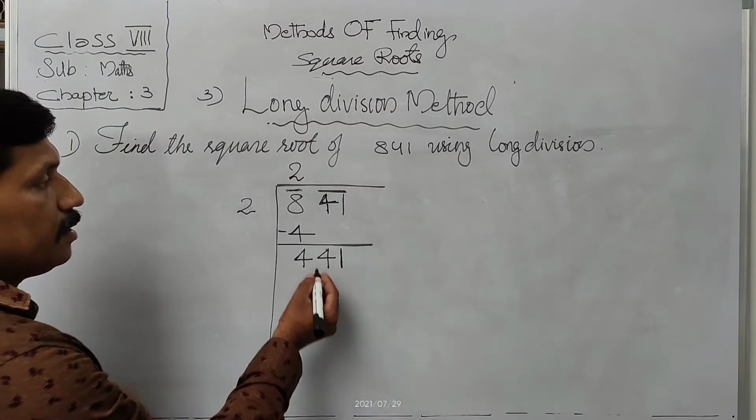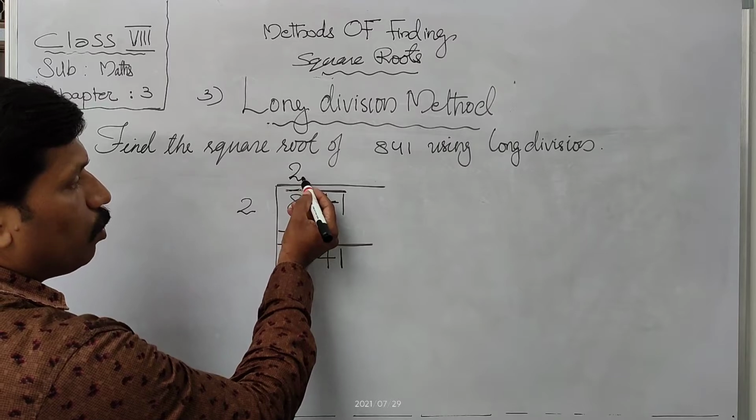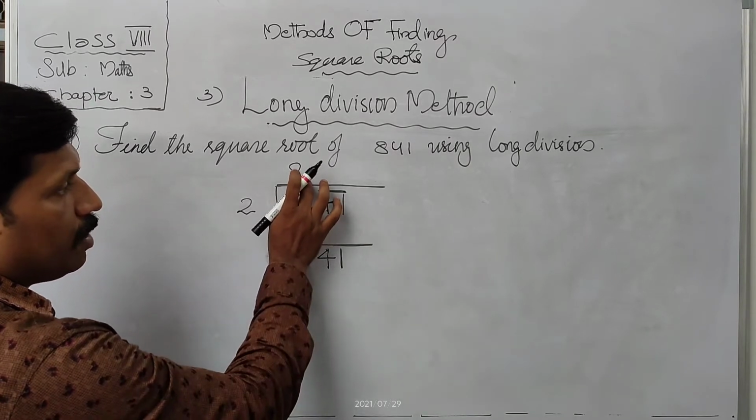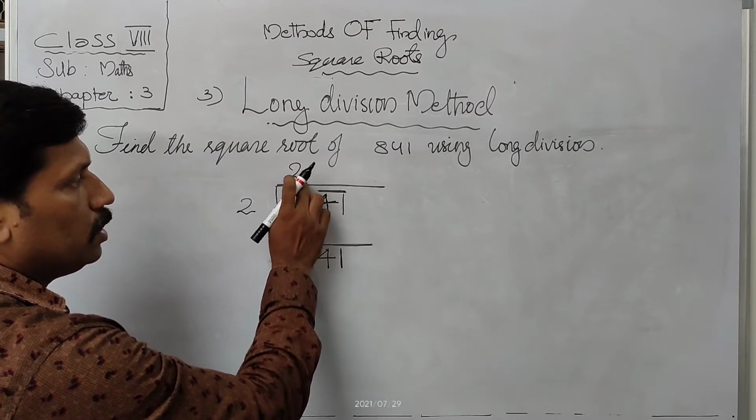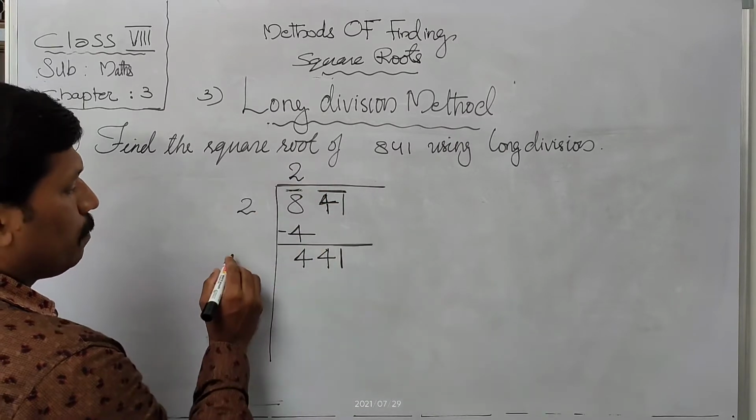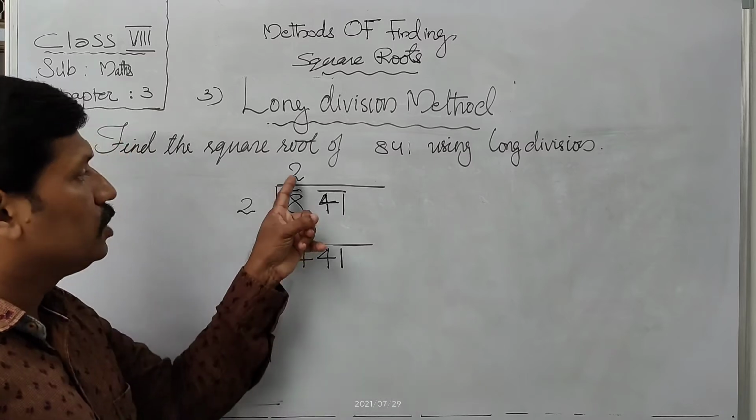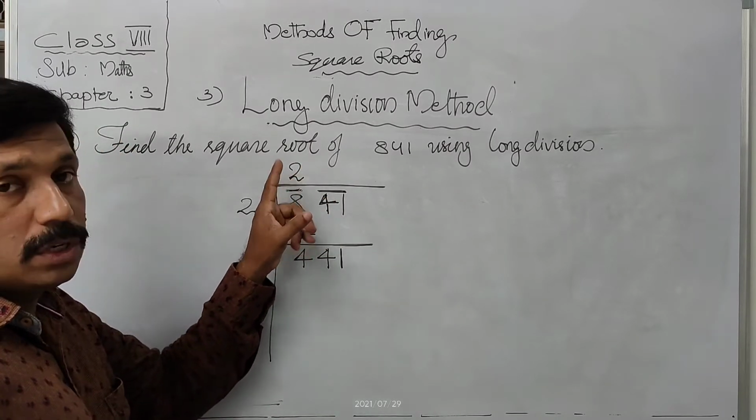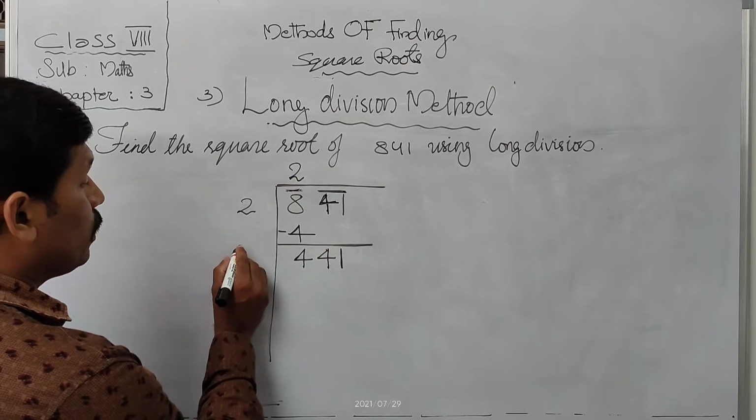And now, what is written in the quotient, we have to write double of that number in the divisor. Otherwise, we multiply by 2. 2 2s are 4. It means we have to take the double of the quotient. The quotient is 2, so double of the quotient is 4. That 4 we write here.